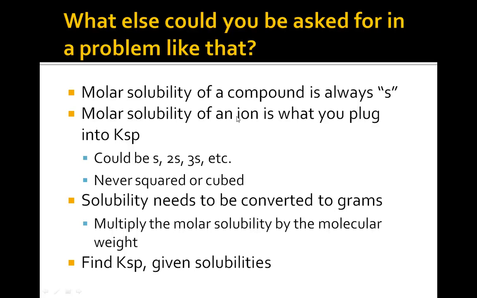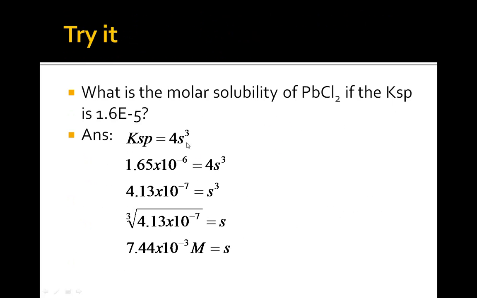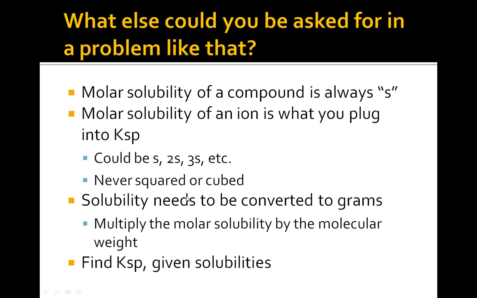Molar solubility of an ion is what you plug into KSP. So if we go back to here again, S, in this case, would be lead, and this is the concentration of lead ions in solution. 2 times this would give you the concentration of Cl ions in solution. All right, so S, 2S, 3S, those are the solubility concentrations of an ion. And when you're looking for the ion concentration, you never square or cube it. You only do that when you're going to KSP.